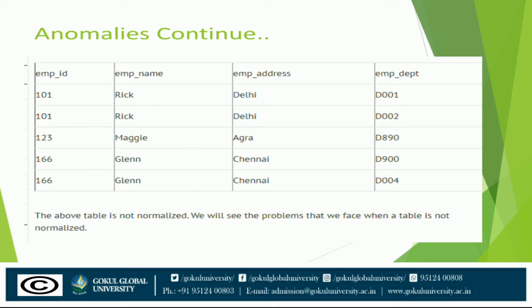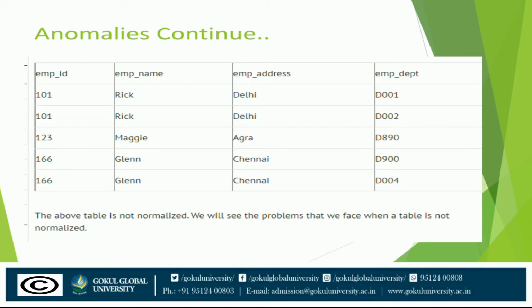Suppose a manufacturing company stores the employee details in a table. Here we see the table employee that has four attributes as we discussed: employee ID for storing the employee's ID, employee name for storing the employee's name, employee address for storing the employee's address, and employee department for storing the department details in which the employee works. At some point of time, the table looks like this, with a number of records.